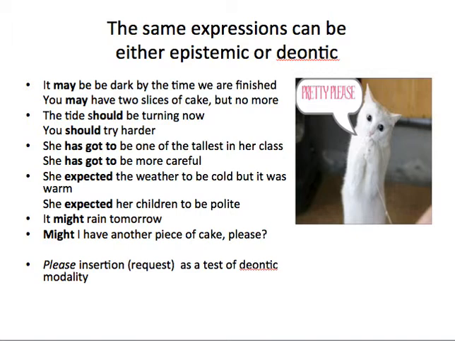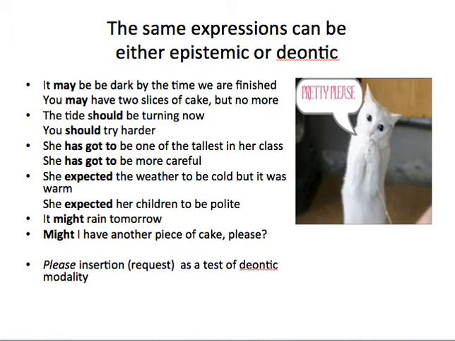We talk about deontic modality in reference to people who can change their situations. So she's got to be more careful. In the first one there, she's got to be one of the tallest in her class. It's not as though she can become one of the tallest in her class. You can't direct her to become tall. We're talking about the degree of certainty that you have that within that class she's the tallest.